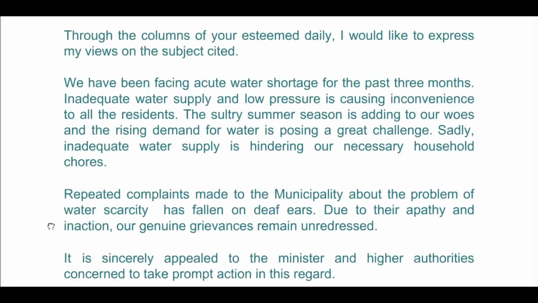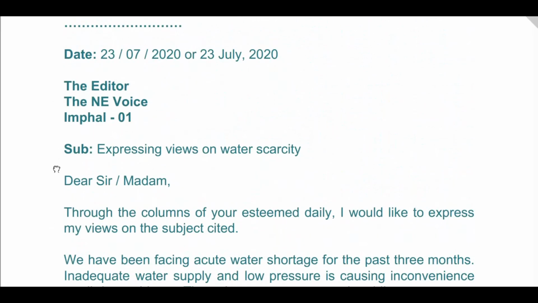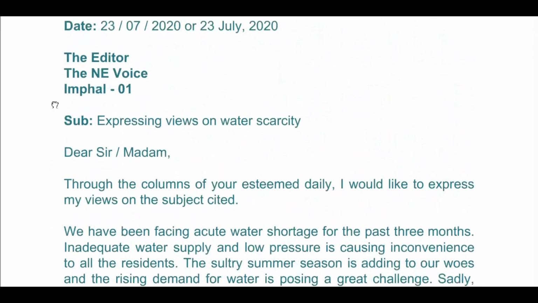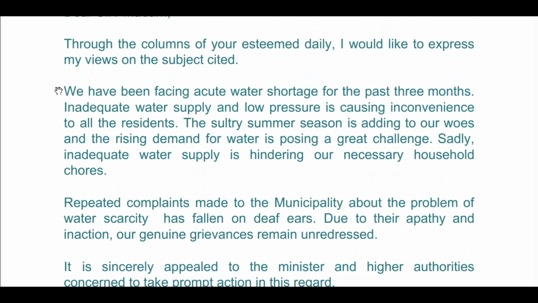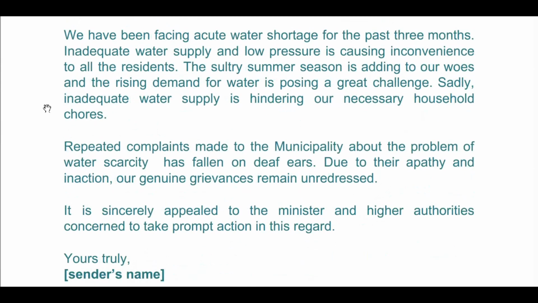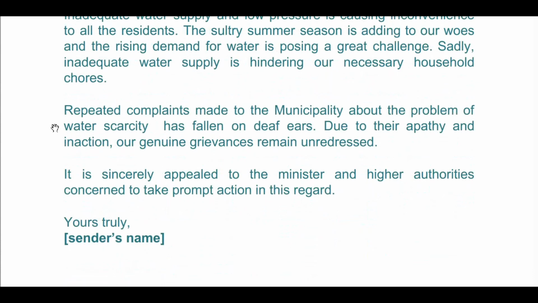So please go through it once again. The sample draft. Go through the sentences, the vocabulary and collocations. If you have any difficulty, you can always refer to the dictionary. And then start writing your own draft of this letter to the editor.